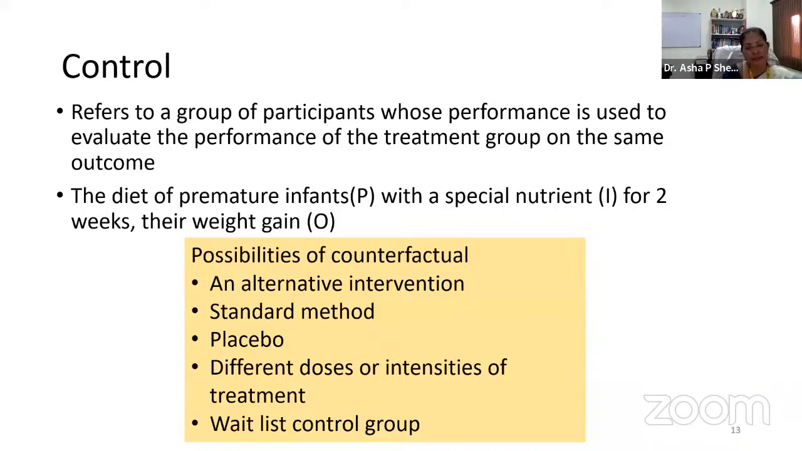And the waitlist control group is that once you have completed all the observation, the full experimental assessment or the intervention, then all the control group participants will be given the intervention. So that is the waitlist control group, that is the counterfactual that will be given.